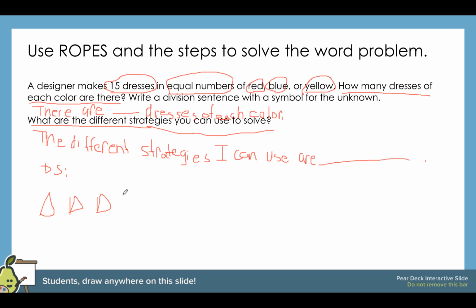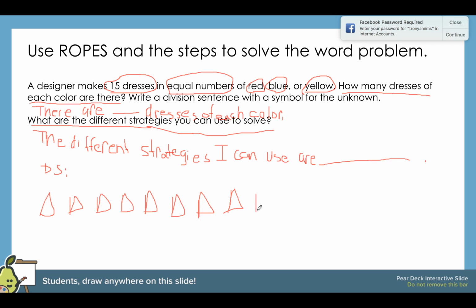So here, that's 3, that's 5, all right, so 1, 2, 3, 4, 5, 6, 7, 8, 9, 10, 11, 12, 13, 14, 15. So that's 15 dresses. All right, so I drew that part so I can mark through that.